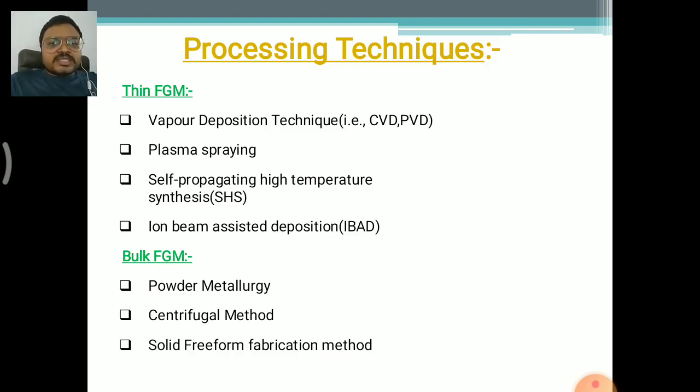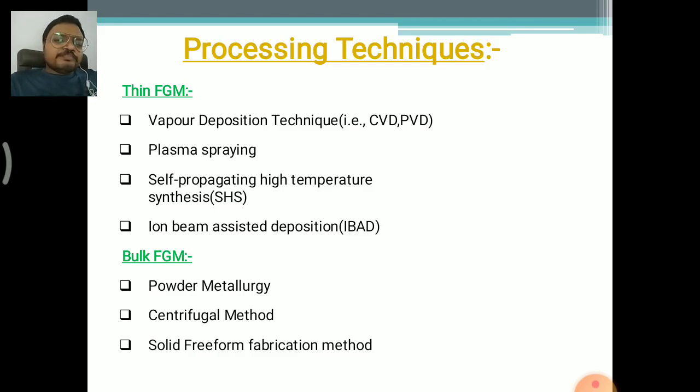In thin FGM there are four types of techniques. The first is vapor deposition techniques, which has two types: CVD, chemical vapor deposition, and PVD. Next, the second one is plasma spraying. The third one is self-propagating high temperature synthesis, that is SHS. The last one is IBAD, that is ion beam assisted deposition.